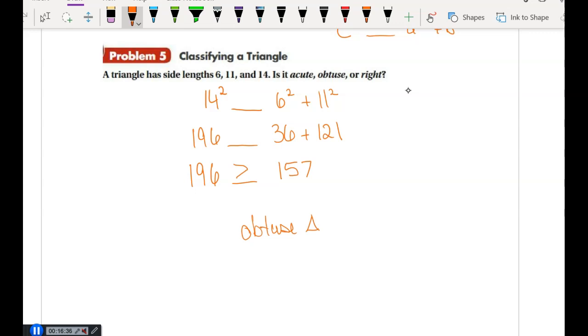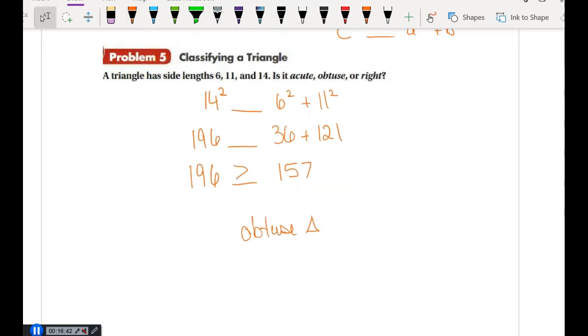Now, one thing you have to be careful of is the setup, because I could have flipped these numbers around. Your answer still works the same, but you have to be prepared to realize that 157 is less than 196. You have to keep track of what your C value is. Even though I wrote it a different way, this would still be an obtuse triangle because C is greater than my A plus B.